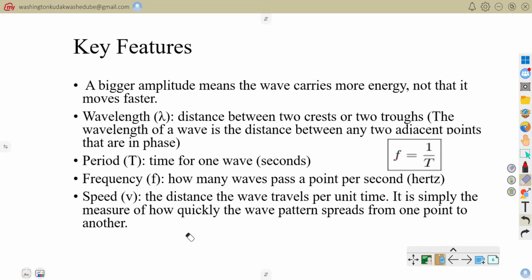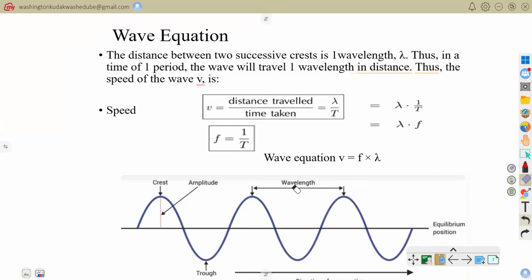But before that, let's define what speed means in relative terms. We know that speed refers to the distance the wave has traveled per unit time. It is simply the measure of how quickly the wave pattern spreads from one point to another. After we've known those terms, we want to look into what we refer to as the wave equation. The wave equation is simply a formula that gives us the relationship between the speed of the wave, the frequency, and the wavelength.